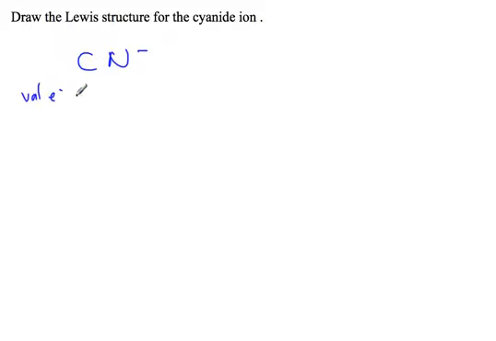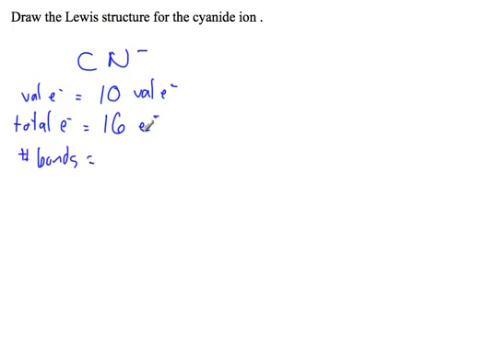Valence electrons. So this is where we need to consider the charge: 4 plus 5 plus 1, 10 valence electrons. Total electrons required to satisfy the valence shell is 16. Each one needs 8. Number of bonds equals 16 minus 10 divided by 2, 3 bonds. So again, you can see what happens here. Number of lone pairs, 10 minus 6 divided by 2, 2 lone pairs.